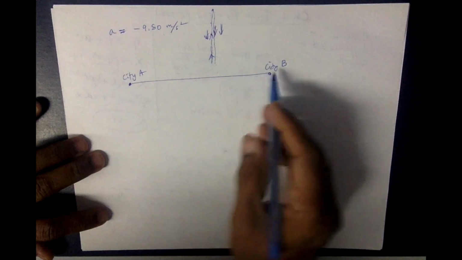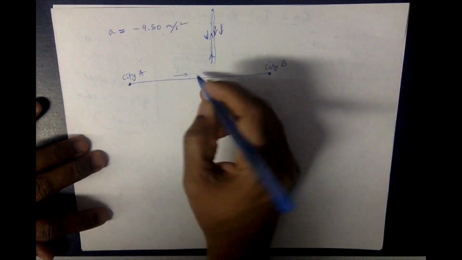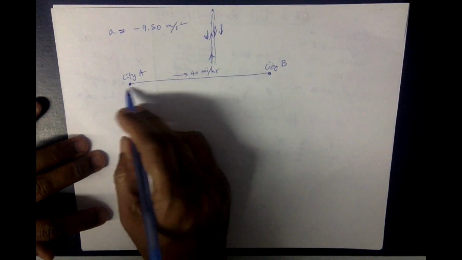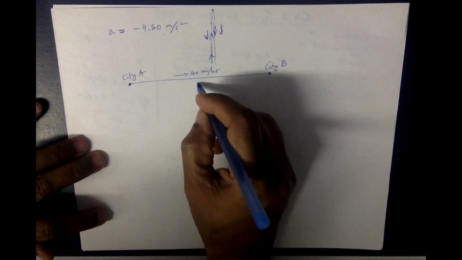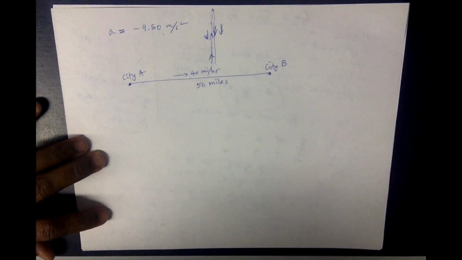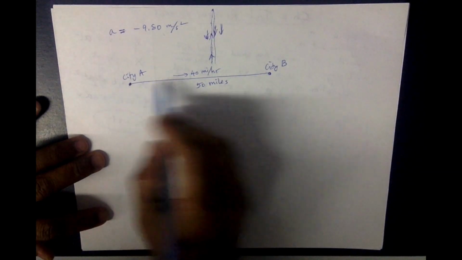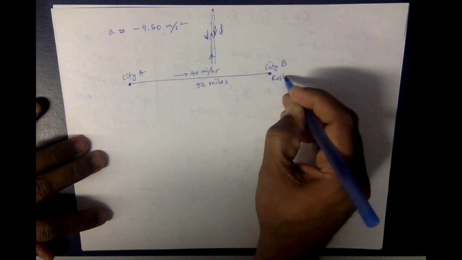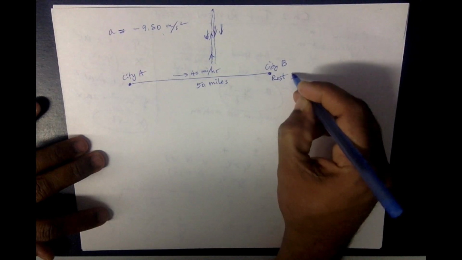Suppose somebody is going from city A to city B at 40 miles per hour, and the distance from one city to the other is 50 miles. So he's going from here to here at 40 miles per hour, and then suppose he rests over here for 50 minutes.